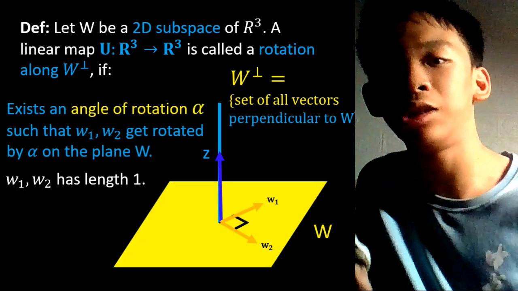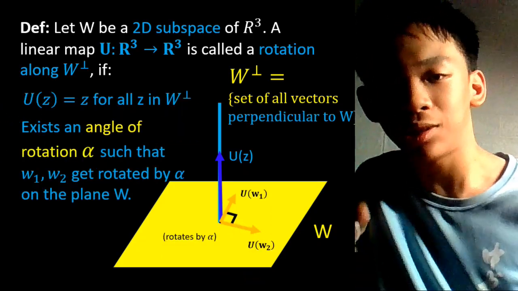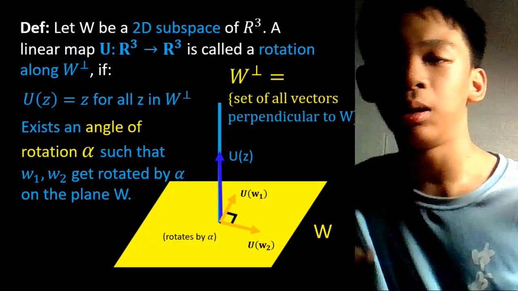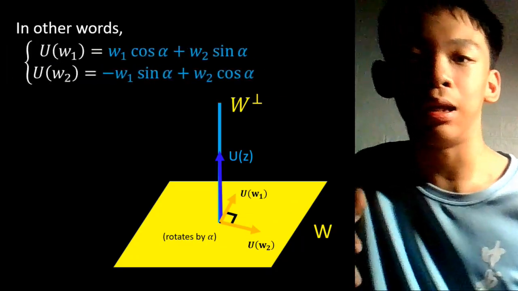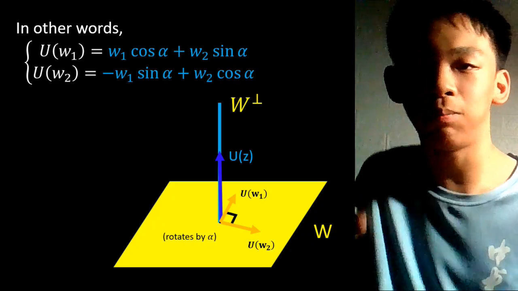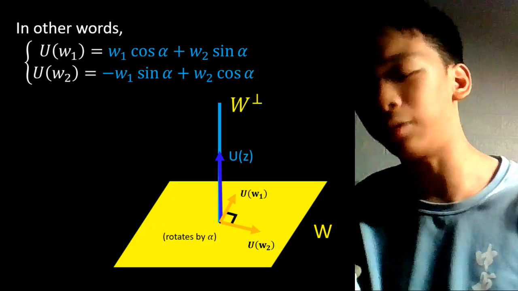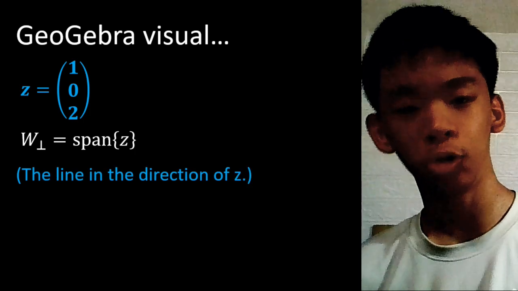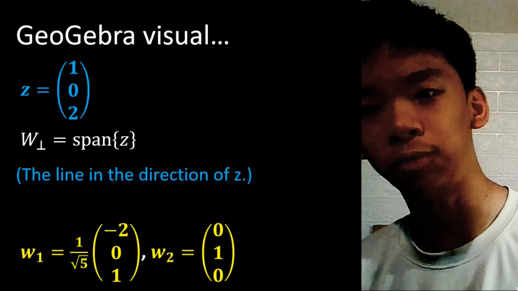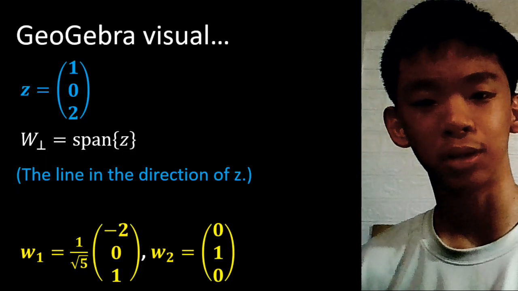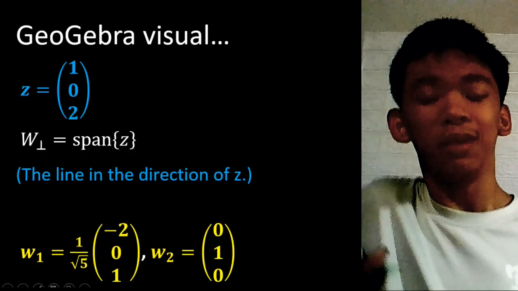The angle of rotation alpha is a real number such that U of w1 equals w1 cosine of alpha plus w2 sine of alpha, and then U of w2 equals w1 times negative sine alpha plus w2 times cosine alpha. I've chosen W perp to be the span of z, where z is the vector 1, 0, 2, and I've chosen two vectors in this basis to be 1 over root 5 times the vector negative 2, 0, 1, and the second vector to be 0, 1, 0. Let the visuals guide you.